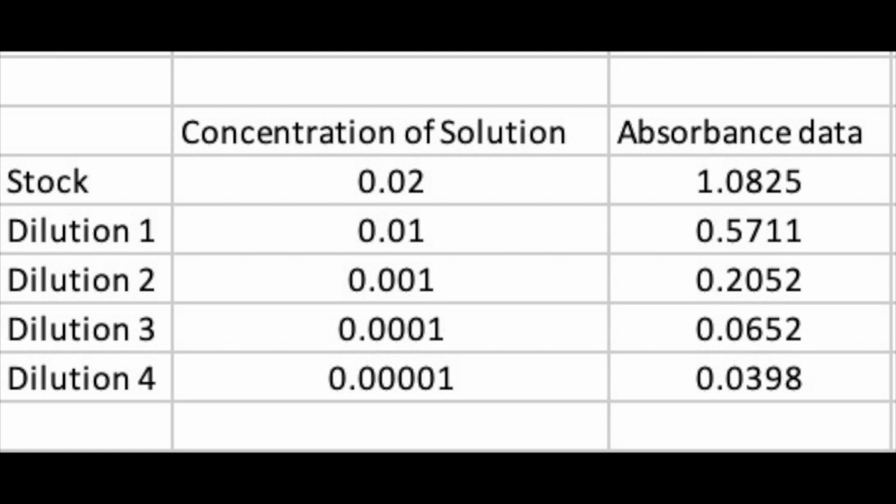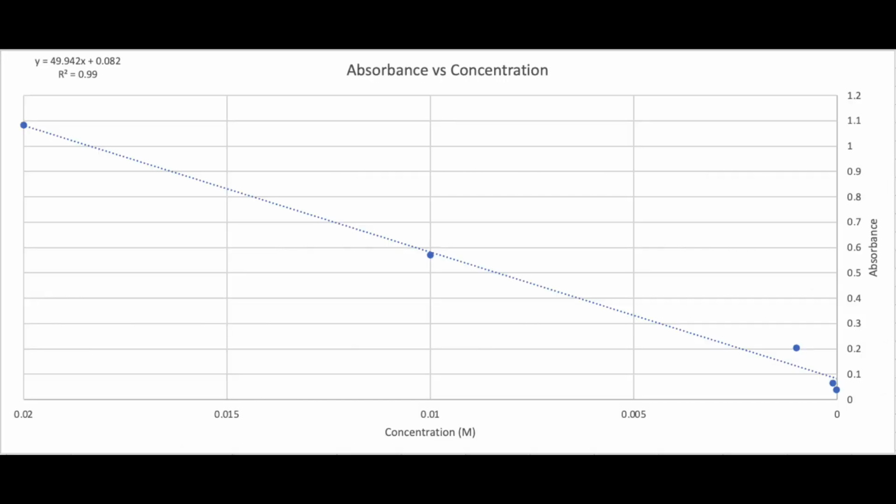In our data, we found that the concentration is directly proportional to absorbance. The greater the concentration, the higher the absorbance value. This makes sense because with a greater concentration, there will be more solute particles within the solution that absorb light, increasing the absorbance value. In the graph, we see a negative linear relationship between concentration and absorbance, with the absorbance decreasing as the solution is diluted.